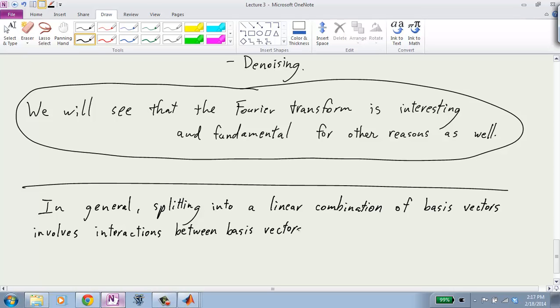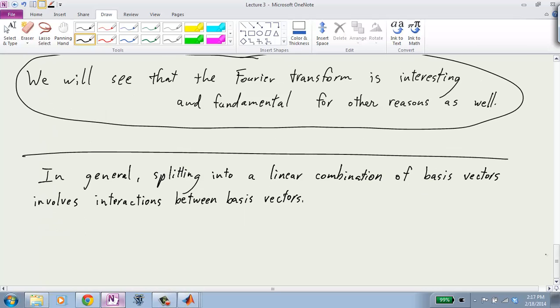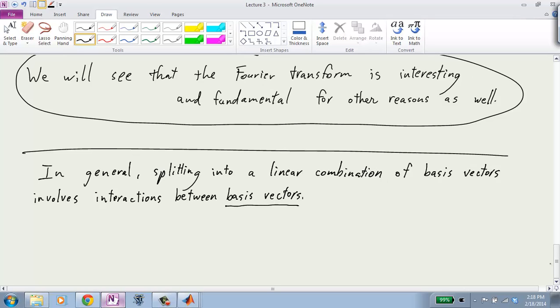Okay, so in general, meaning like the example I just showed you, figuring out the coefficients of each of the vectors involves interactions between the different basis vectors, which is what I was calling components a moment ago. Okay, the component vectors that we're going to split our signal into. Figuring out their coefficients, there's a lot of interaction between them. And let me, by example, show you what I actually mean by this.